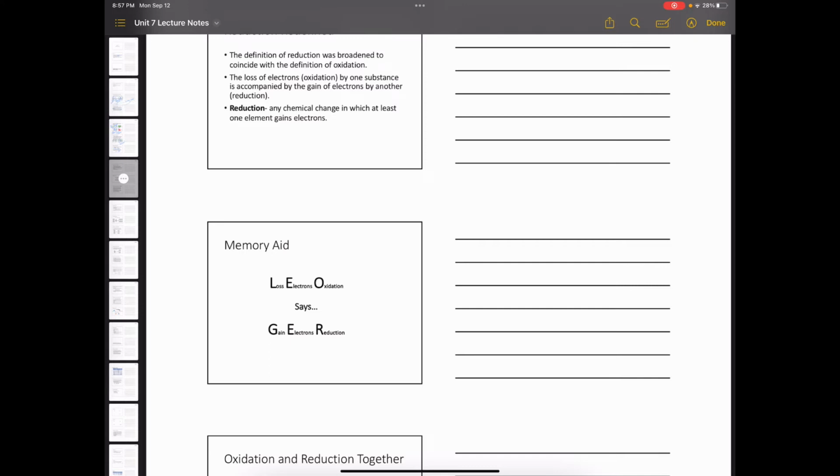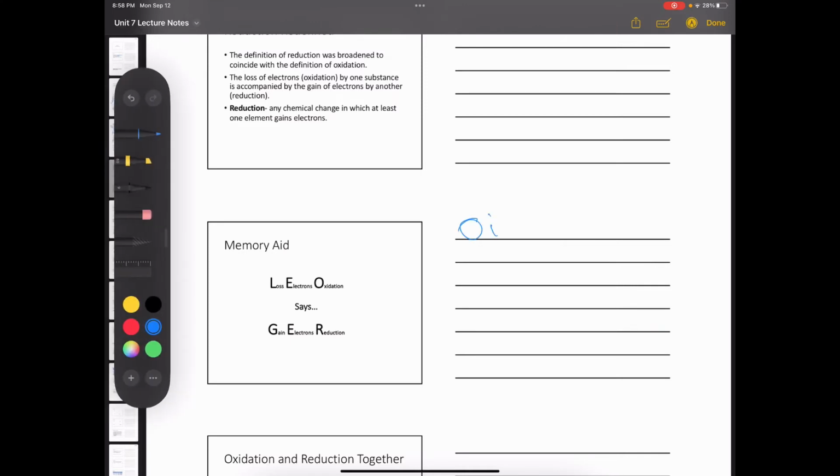There are some acronyms that you can use to help you memorize what is oxidation and what is reduction. LEO says GER, for example, is one of the common acronyms that people use. So loss of electrons, oxidation; gain of electrons, reduction. Another common acronym that some people use is OIL RIG. So oxidation is loss of electrons, reduction is gaining of electrons.